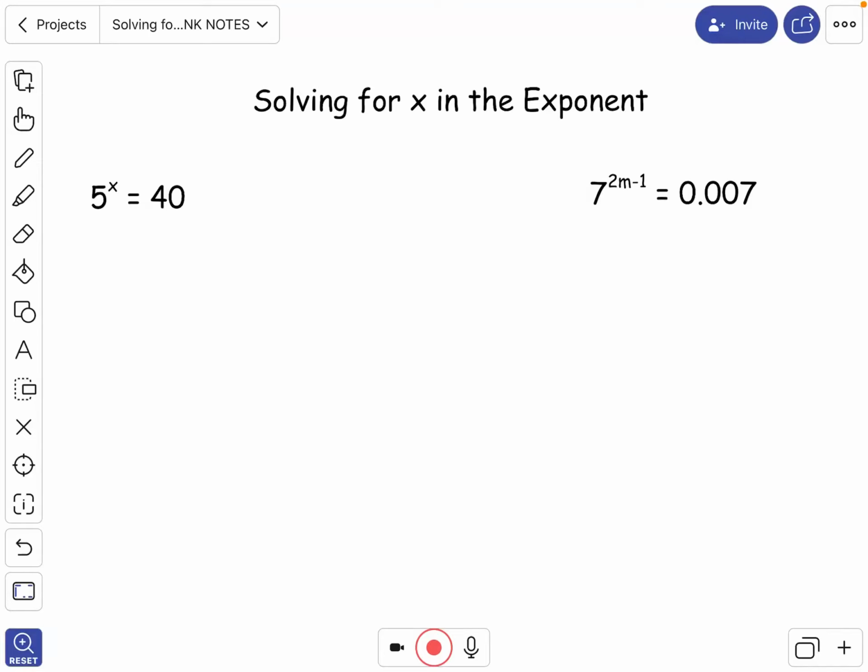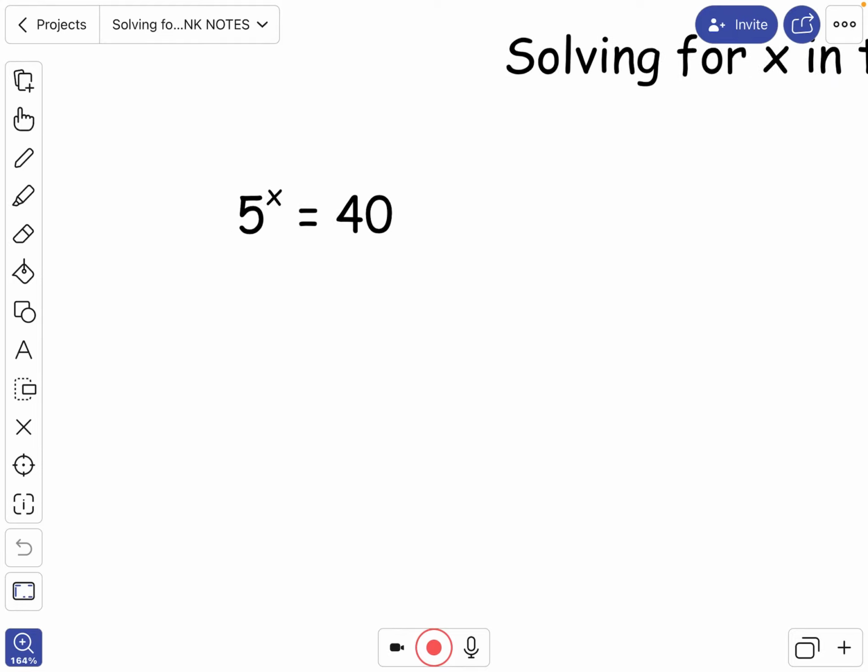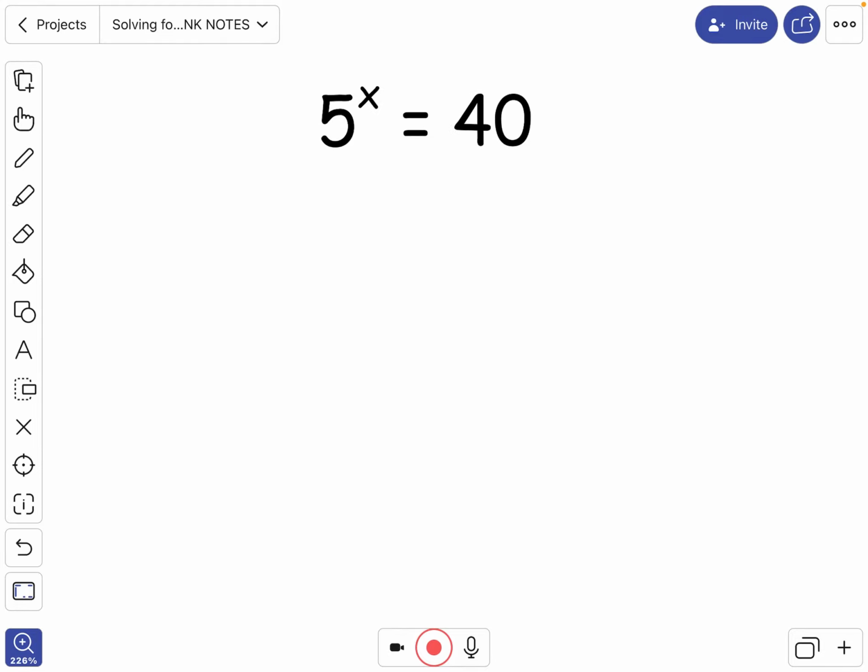So in this video, we're going to look at solving for x in the exponent. I've got two examples. Should be a fairly quick lesson. So let's look at the first one. We've got 5 to the x equals 40.